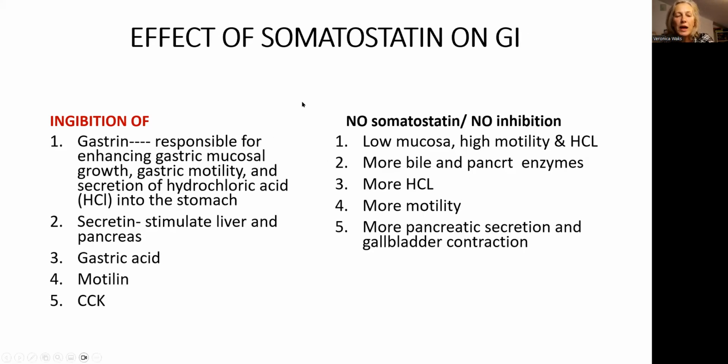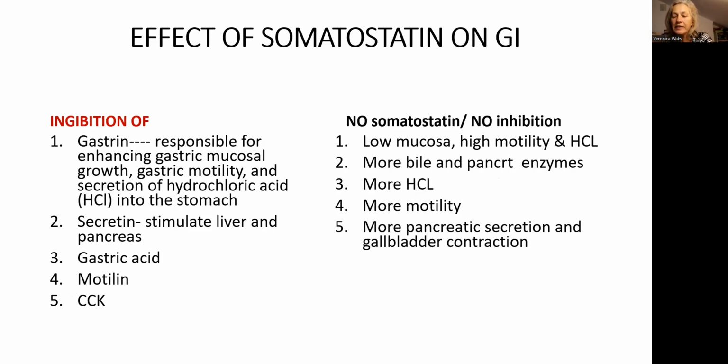Now, the effect on the digestive tract: gastrin, secretin, gastric acid, motilin, and CCK. When there is no inhibition from somatostatin, there is less production of mucus in the stomach. Less mucus means that the hydrochloric acid that gets produced will eat into the lining of the stomach. Clinical correlation is gastritis. High motility and higher production of hydrochloric acid also give a higher chance to go into the esophagus and create acid reflux. More bile and pancreatic enzymes, more production of hydrochloric acid. Number 4 is more motilin. So more motility, more churning of the stomach and digestive tract, and a higher chance of hydrochloric acid going into the esophagus and creating acid reflux.